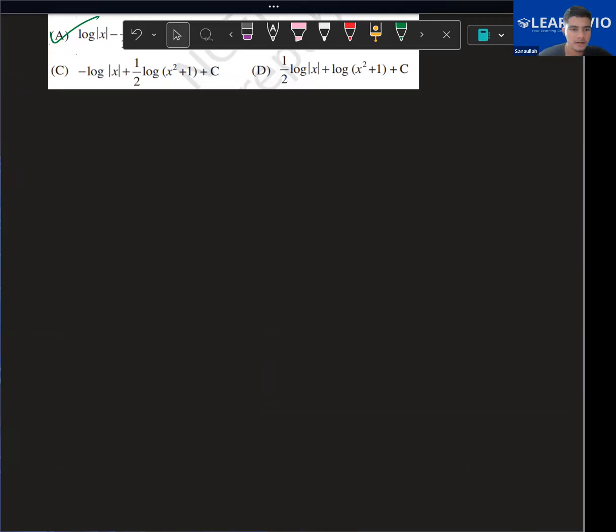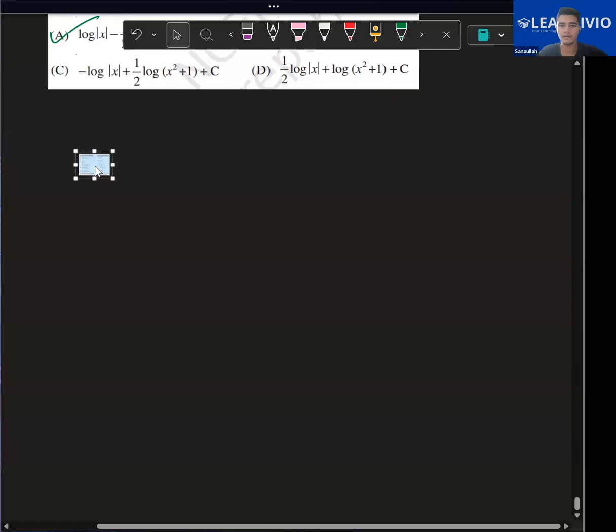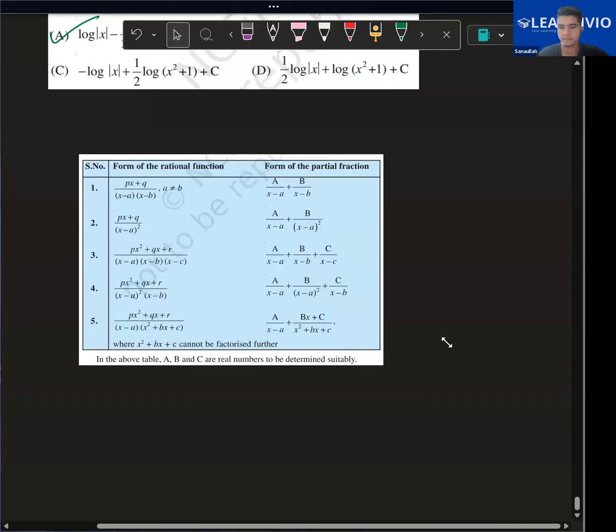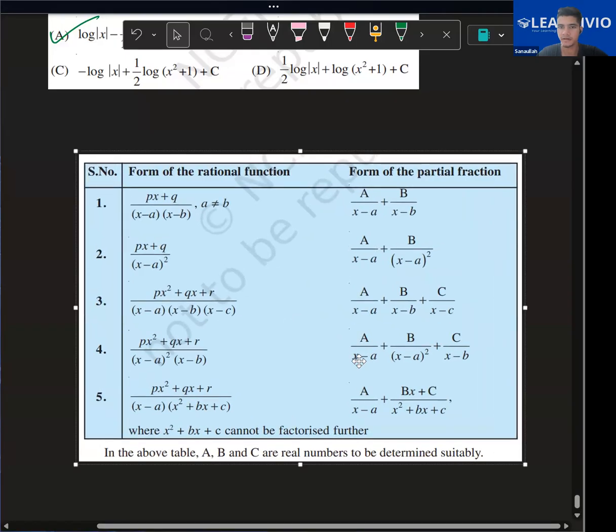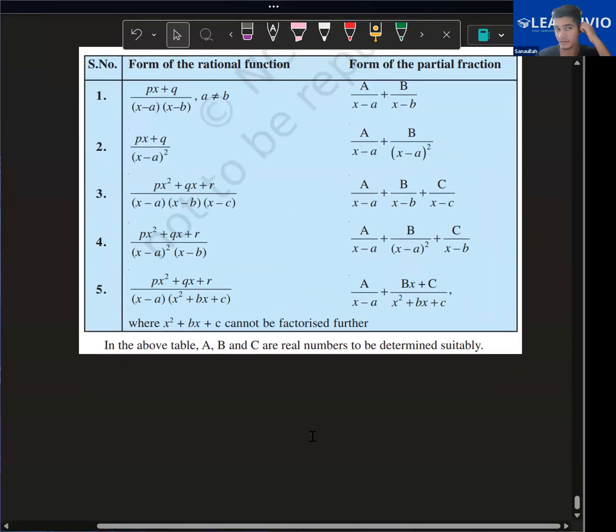And this is a chart. अगर आपको याद रखना हो कि इसका partial fraction form क्या होगा. This is also given in your NCERT. This is the chart, है ना. इसमें बताया गया कौन कौन से partial fraction किस फॉर्म में होगा, तो partial fraction कैसा होगा आपका. The forms of partial fraction.